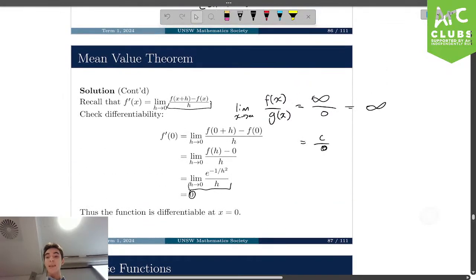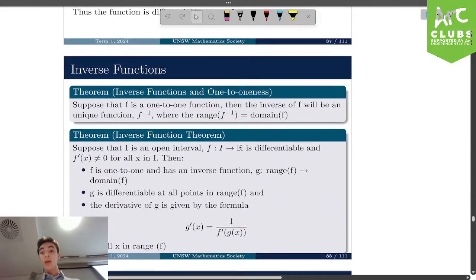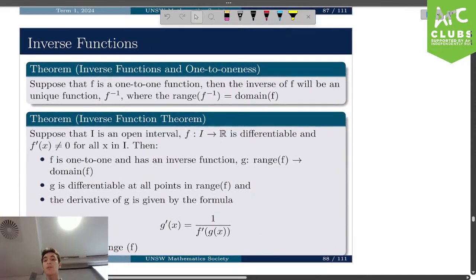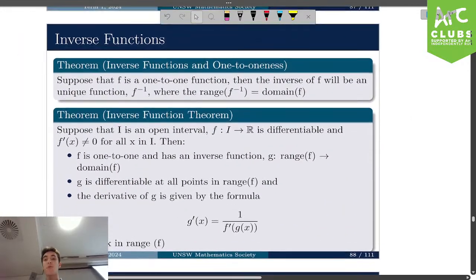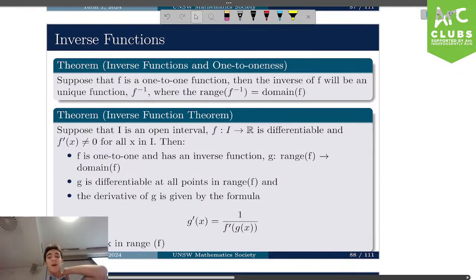Okay, so that's it for mean value theorem for now. Now on to some theorems involving inverse functions. So here's the first theorem. Suppose that f is a one-to-one function, then the inverse of f will be a unique function denoted f to the power of minus 1, where the range of this inverse is the domain of f.